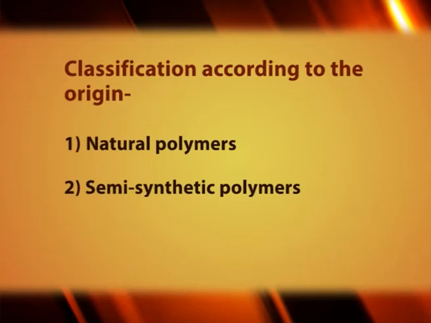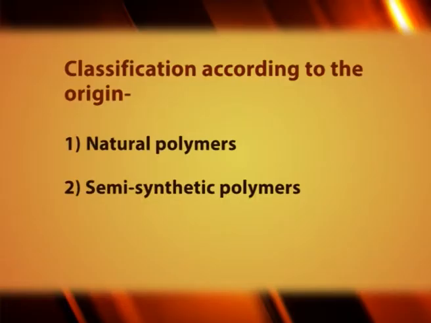Next, semi-synthetic polymers. Cellulose byproducts such as cellulose acetate, rayon and cellulose nitrate, etc. are the common samples of this subgroup. Third in the category is synthetic polymers.